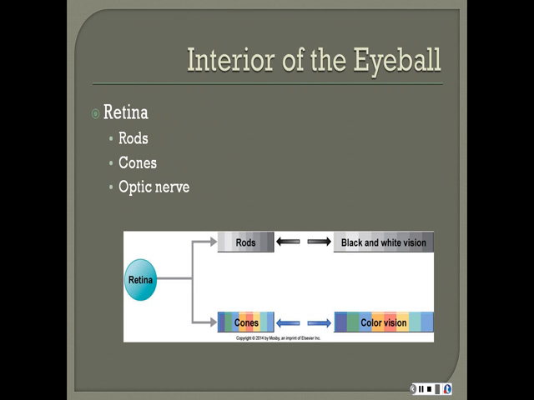The retina is the innermost layer of the eye, containing both rods and cones that receive visual stimuli and transmit them to the optic nerve. The rods are responsible for black and white vision and peripheral vision, so the vision on the sides. And then the cones enable the person to see colors and then play a large role in central vision, or the vision that's in front. And then the optic nerve transmits the visual signals to the brain.